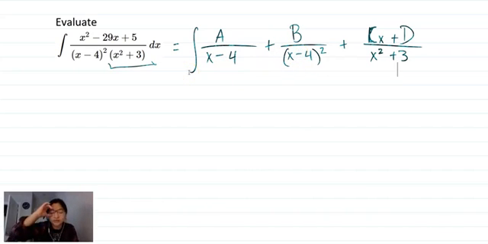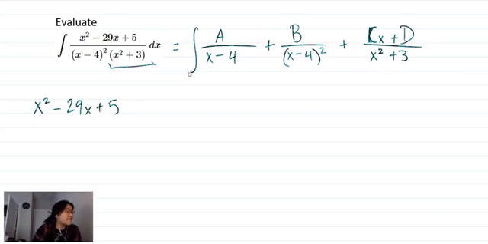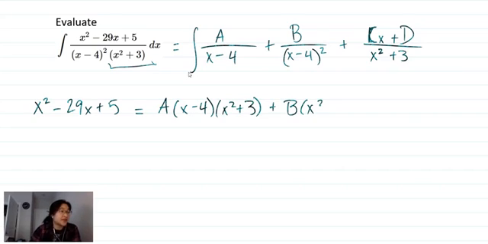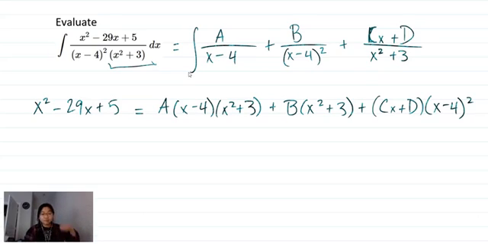Okay, so here we go. We have x squared minus 29x plus 5, and that equals A times (x minus 4), because we just need one of those, and then (x squared plus 3). We have a B that's only multiplied by the x squared plus 3, and then we have a Cx plus D that's being multiplied by (x minus 4) squared. So we need to group our terms together.